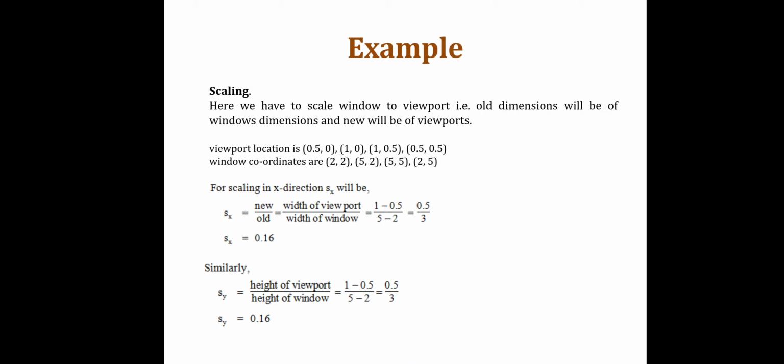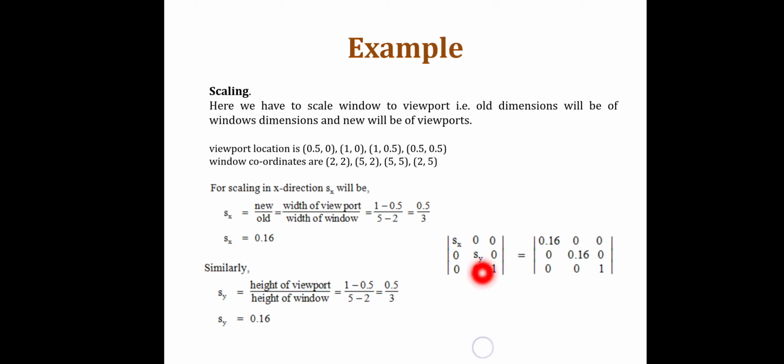And then the height of the window is 2, 5, 5. So, 5 is max, 2 is min. So, here high minus low is equal to 3. Now, it is again going to give Sy as 0.16. So, we are getting 2 values. Now, where do we have to represent these 2 values in the matrix?